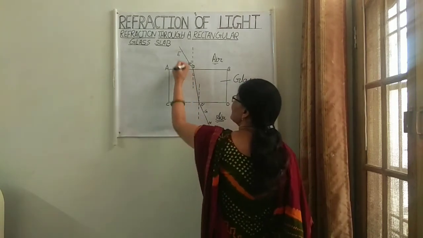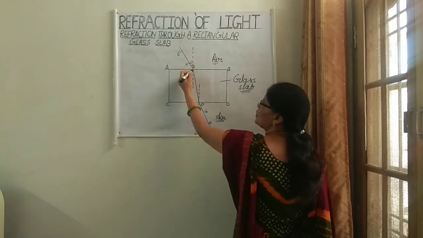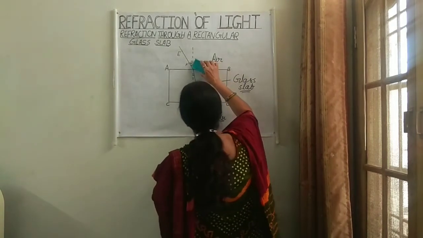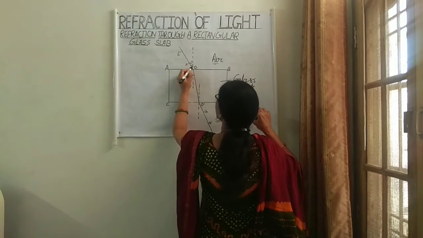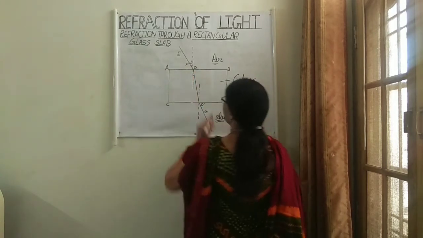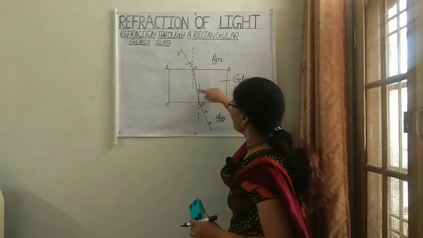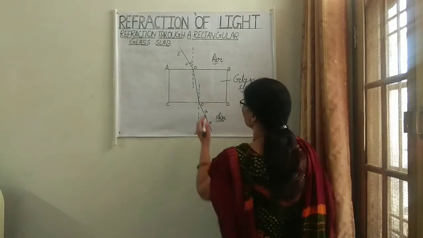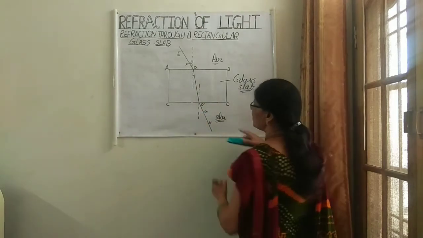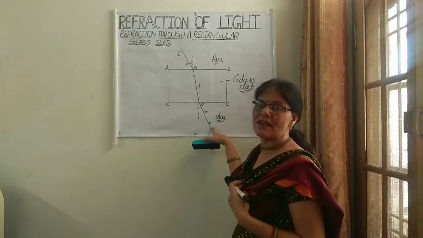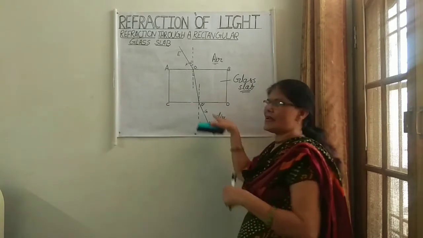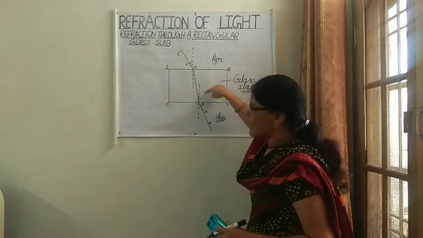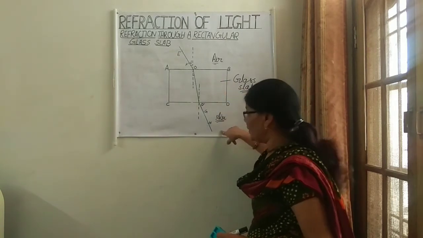This ray EO is the incident ray, and this ray OO dash is our refracted ray, and this ray O dash H is called the emergent ray, which is emerging from the glass slab. So here we have three rays: incident ray, refracted ray, and emergent ray.